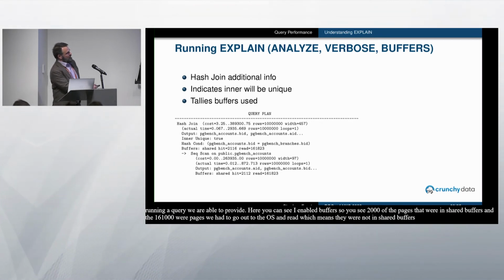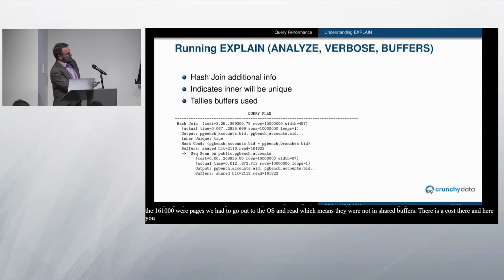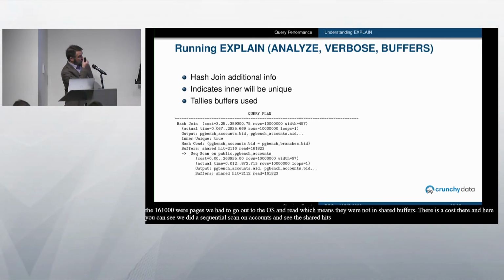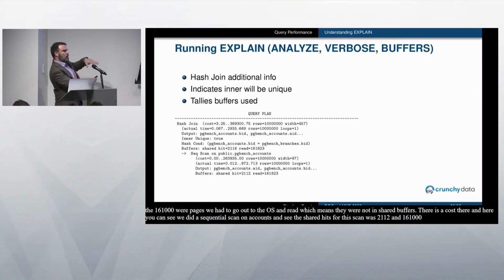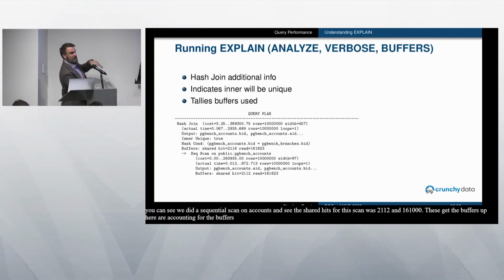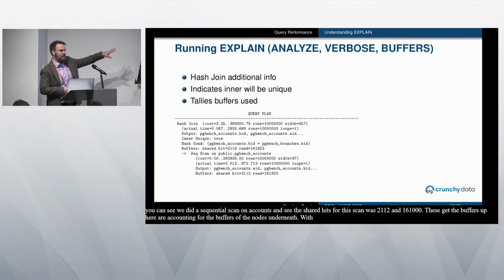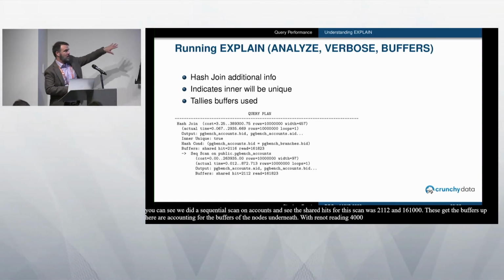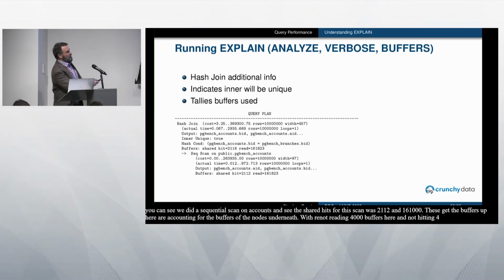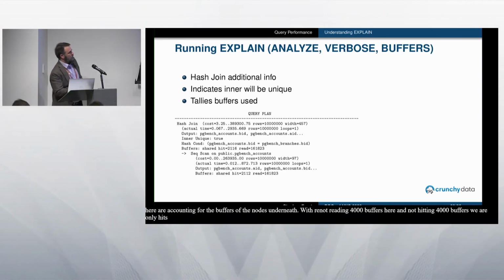And here you can see we did a sequential scan on pgbench accounts, and the shared hit for this sequential scan was 2,112 and 161,000. The buffers up here are accounting for the buffers of the nodes underneath, right? So we're not hitting 4,000 buffers in the shared buffer cache. We're only hitting 2,000, right? This top level buffers count is the total count.